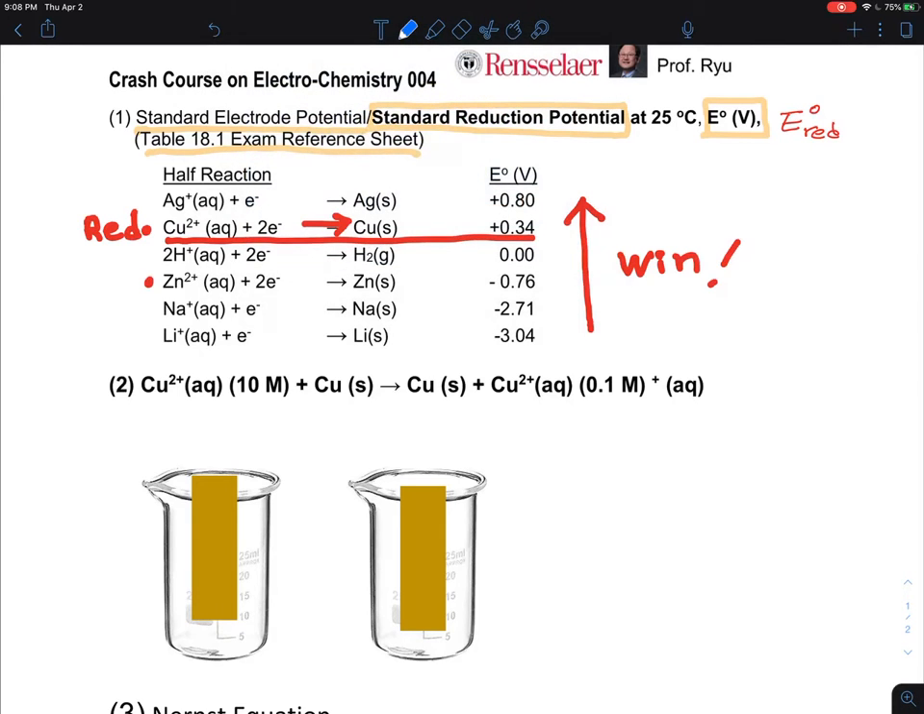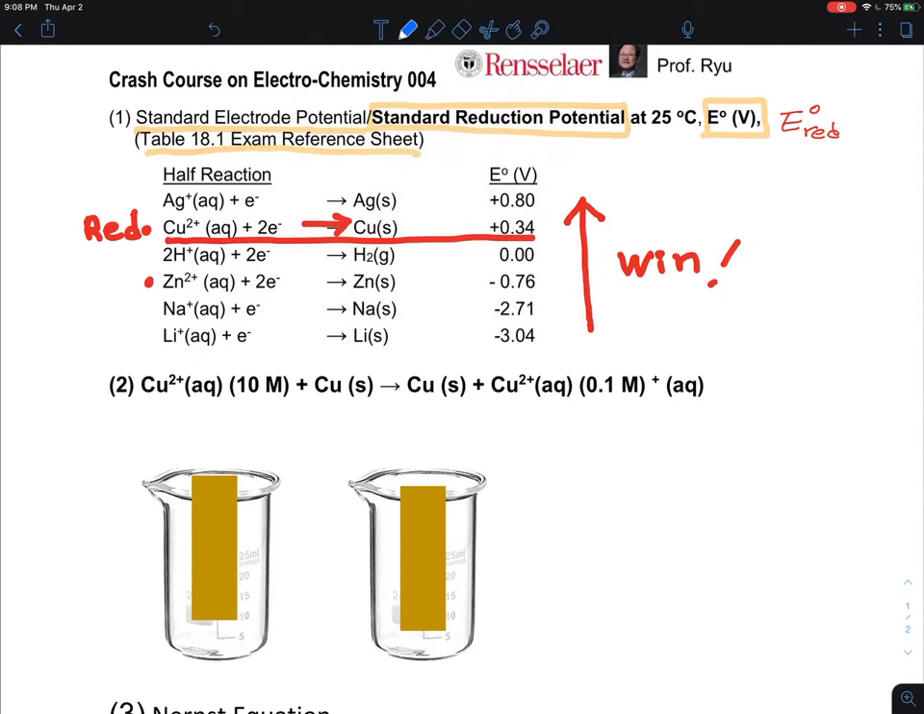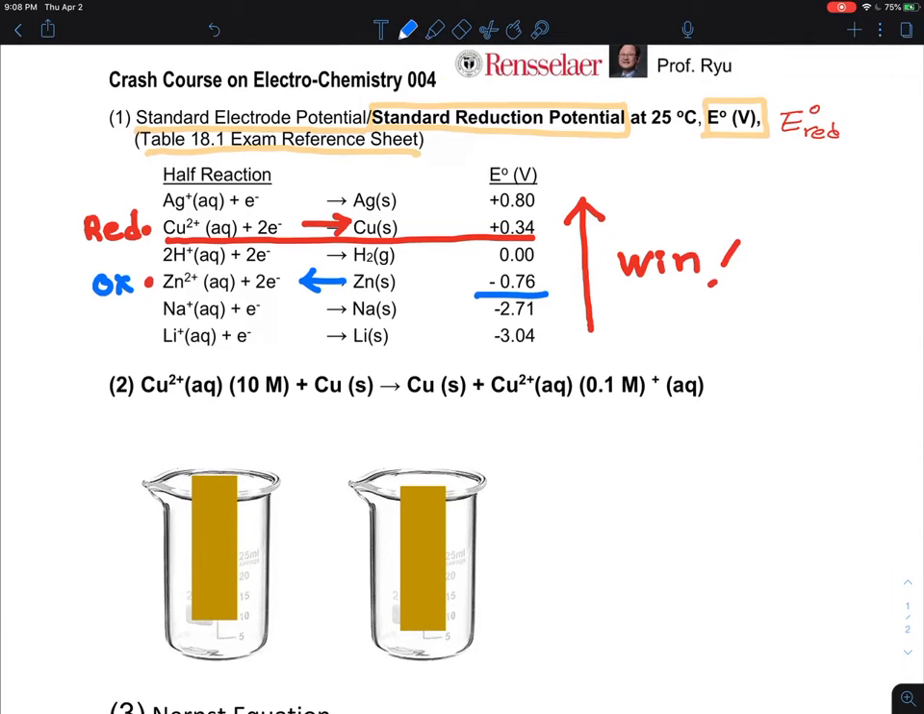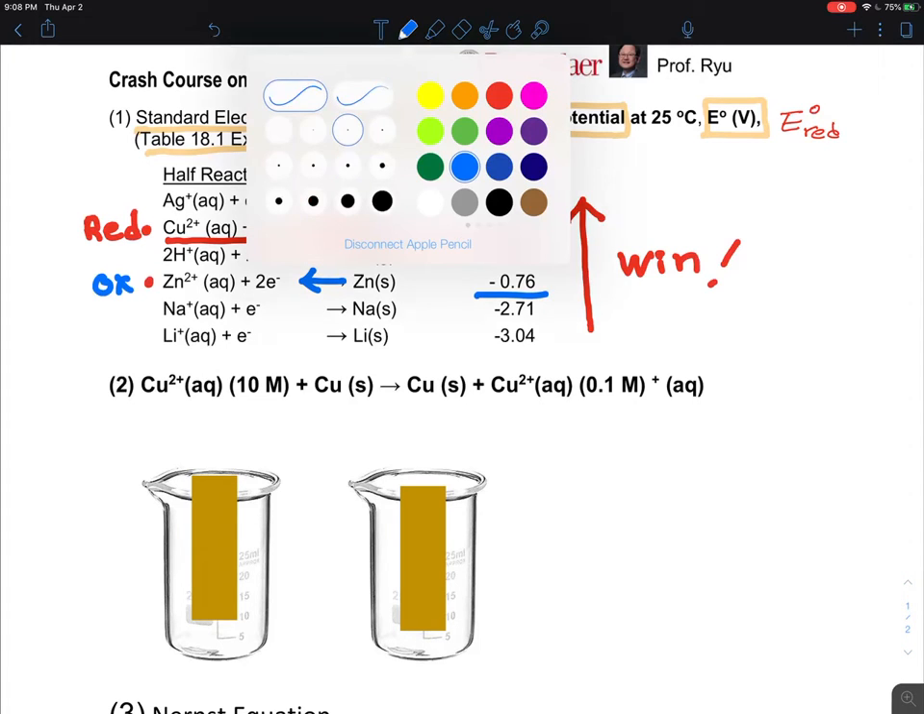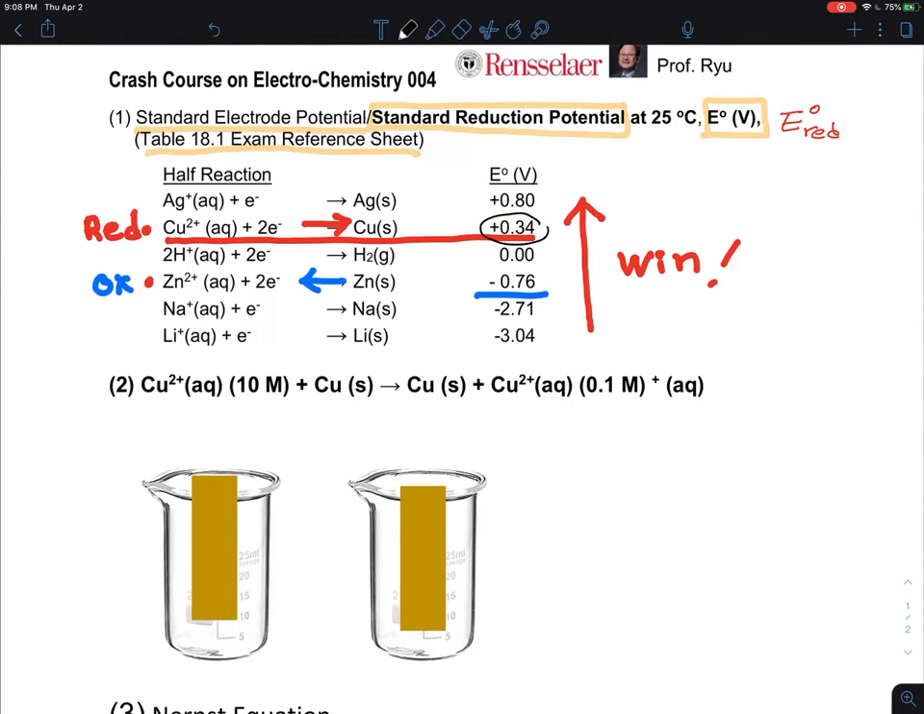Okay, then let me take it a different way. Who's going to lose? This is going to lose. So what that means is this reaction is going to happen the other way, which is oxidation, and this is a reduction potential, so you have to change it into an oxidation way. So the spontaneous reaction that you will see here can be understood by looking at it. I'm going to take this winner, and then take this loser, and switch this one around.